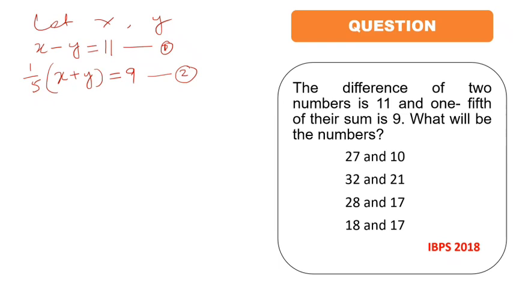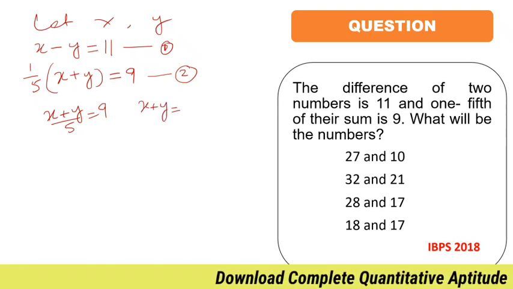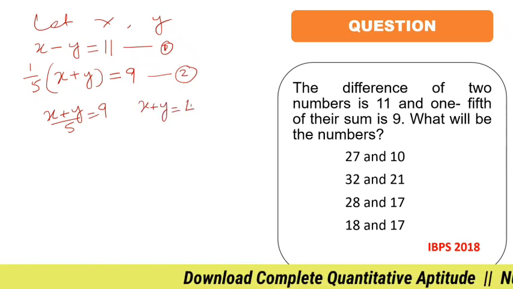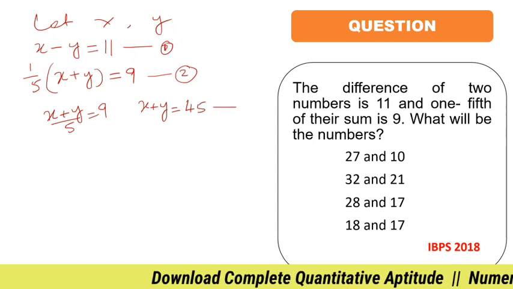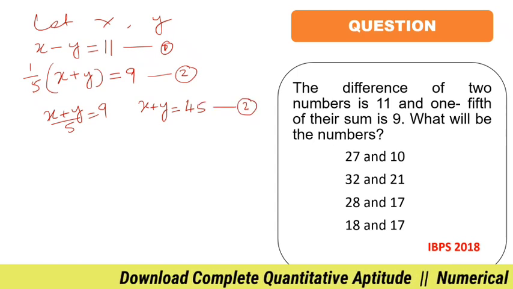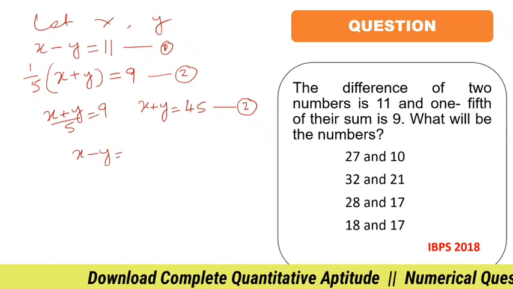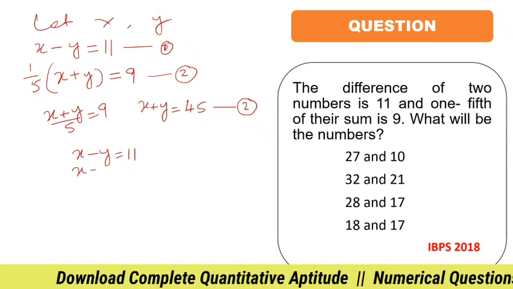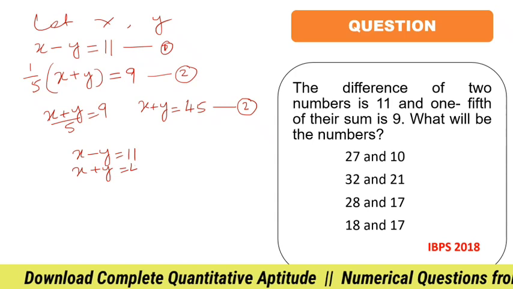From the first equation we have x minus y is equal to 11, and here I can write (x plus y) divided by 5 is equal to 9. When I cross multiply this 5 with the 9, I can write it as x plus y is equal to 9 into 5, 45. Let us take this as our second equation. So we have two equations now: x minus y is equal to 11 and x plus y is equal to 45.